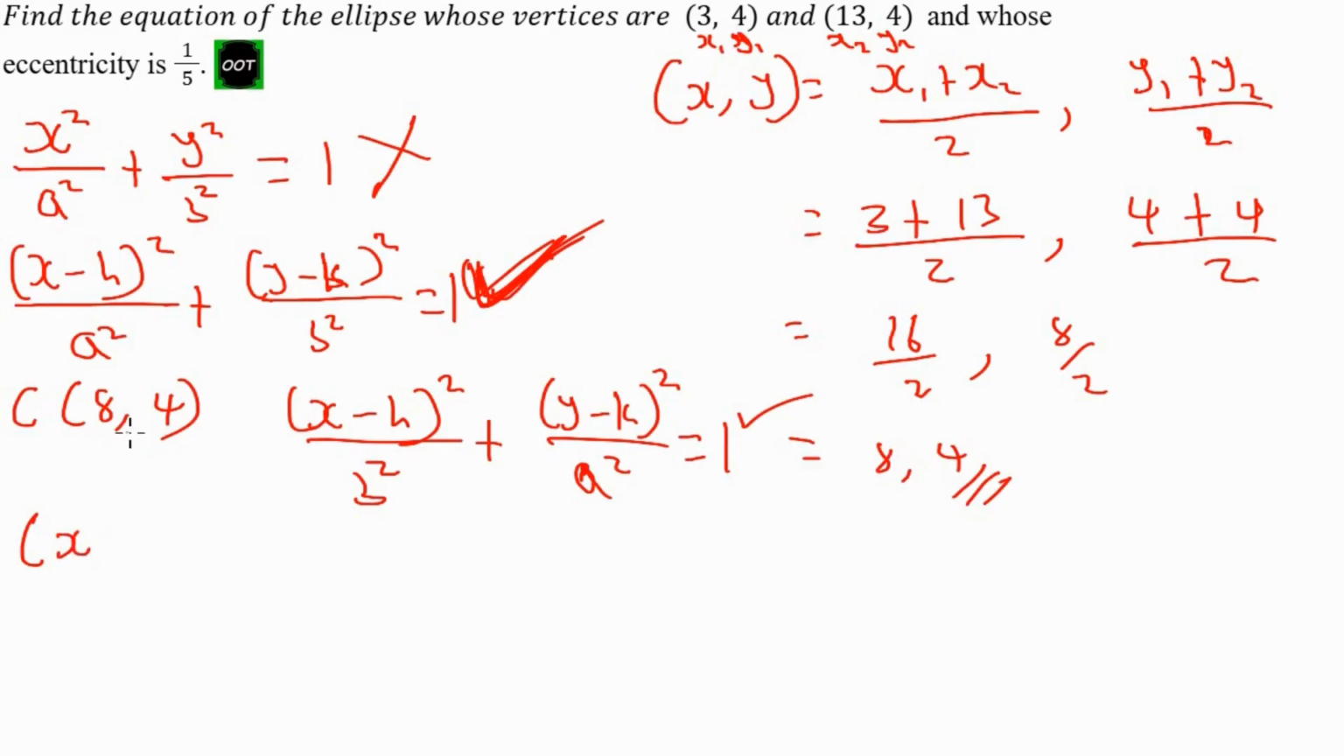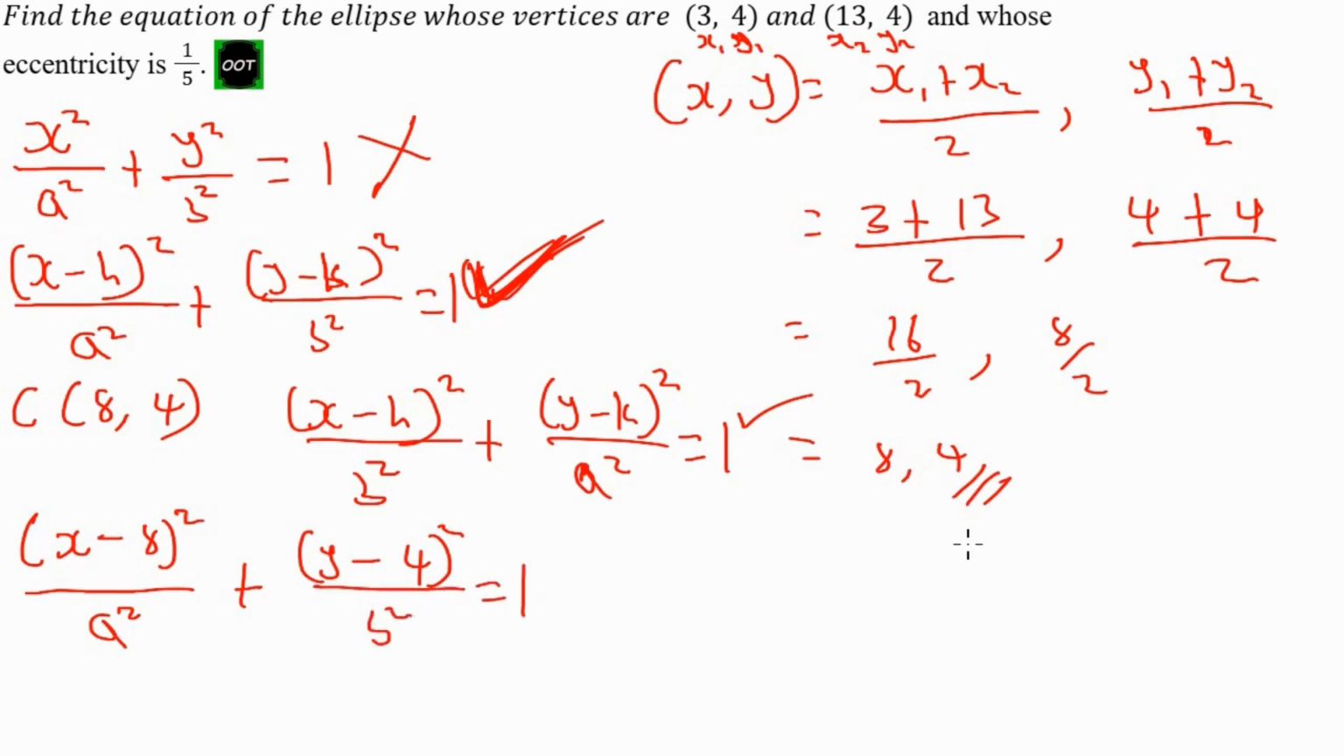Now, if you have the center and you want to put it in the equation, you have to alternate the sign. Remember, if you have the coordinate center and you want to put it in the equation, you alternate the sign. It is vice versa. So it is 8 before. When it's going into the equation, it becomes minus 8. So x minus 8 all squared divided by a squared, plus y minus k, which is y minus 4, all squared divided by b squared equals 1. Good. We are on the safer side now.